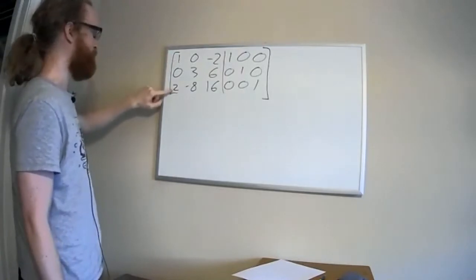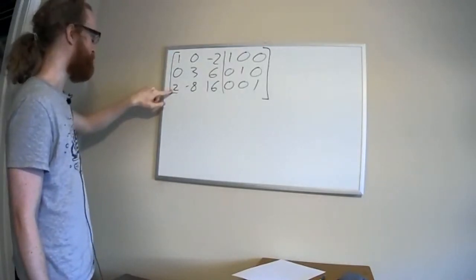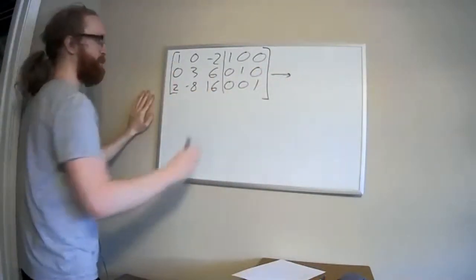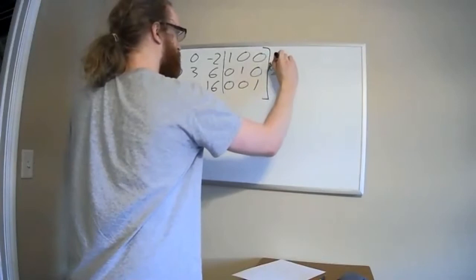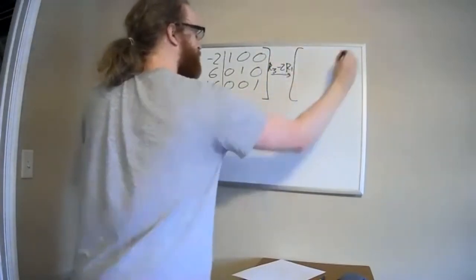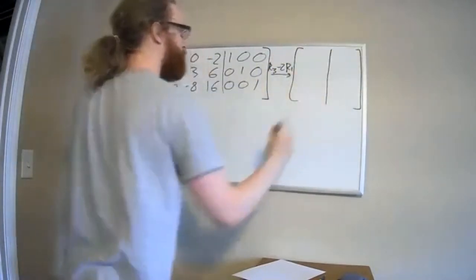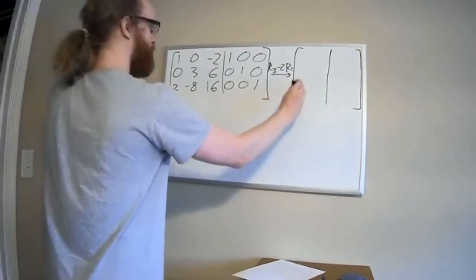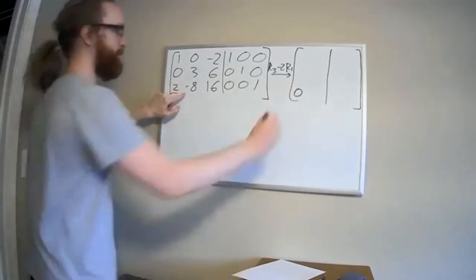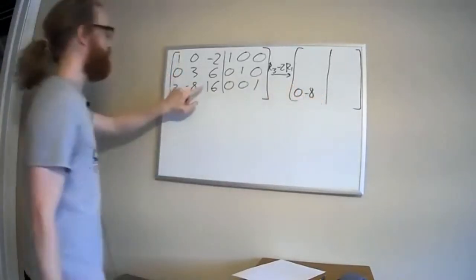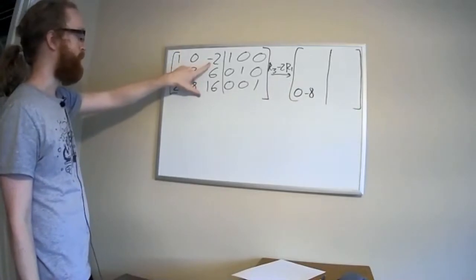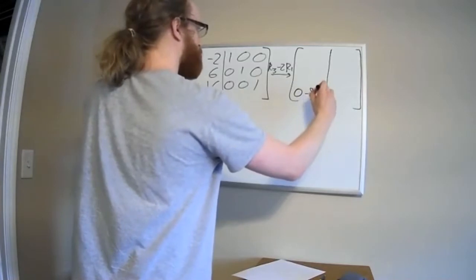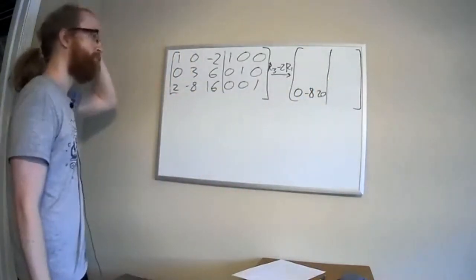Next thing is I need to make a 0 in the column. So this 2 needs to be a 0. Let's take -2 times 1 to cancel 2. So let's take row 3 minus 2 row 1. Multiply the first row by -2 and add it to that third row. And what will happen? I'll get a 0 here, because -2 plus 2 is 0. 0 plus -8 is still -8. And -2 times 2 is -4, 4 plus 16 is 20.